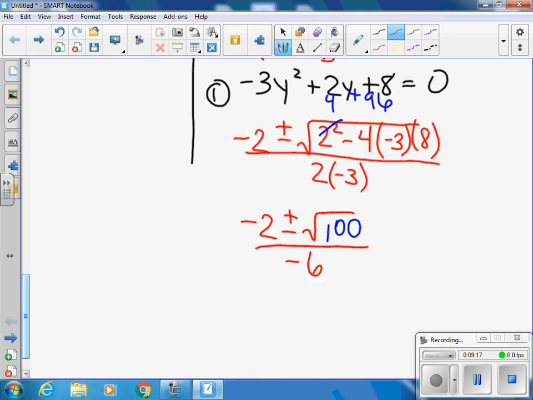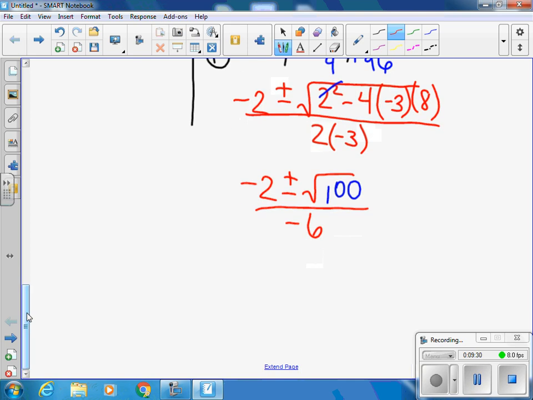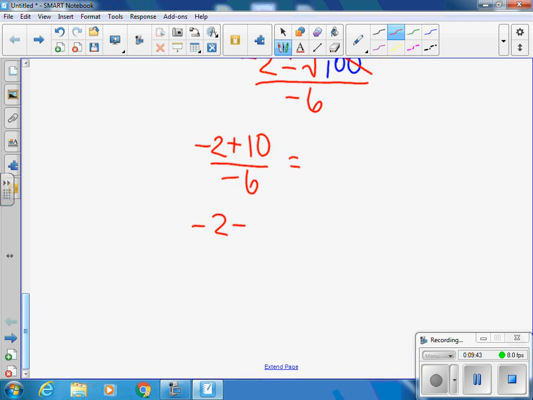This should look like something you've already done when we talked about evaluating with square roots. So use that. You have to have two answers. Now, the square root of 100 actually comes out pretty nicely for us. All right, so when we go to do this, you don't have to necessarily use the calculator, unless you feel like you need to. Square root of 100 is definitely 10. So your two problems are negative 2 plus 10 divided by negative 6, get that answer, and negative 2 minus 10 divided by negative 6, and get that answer.